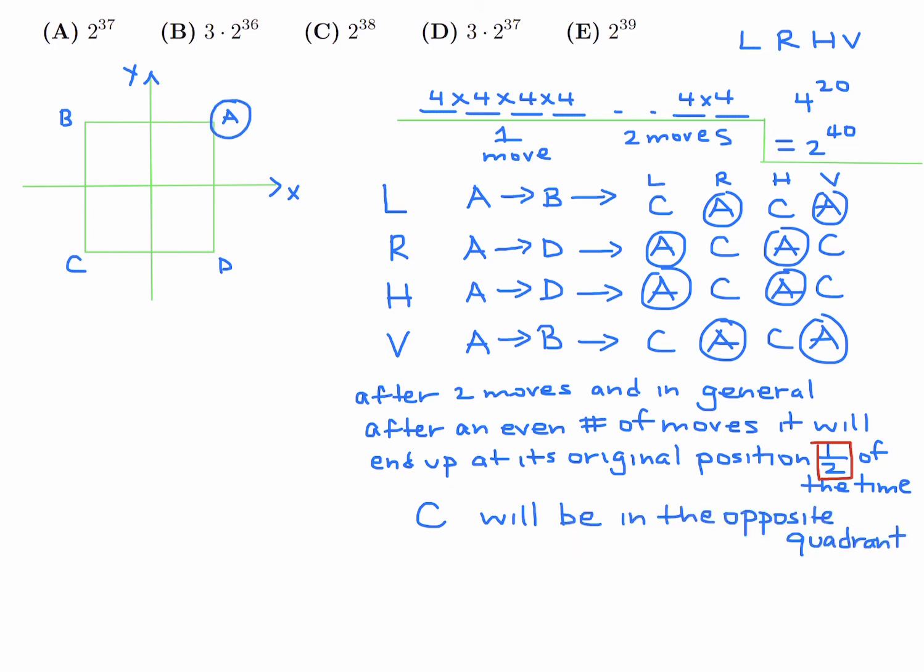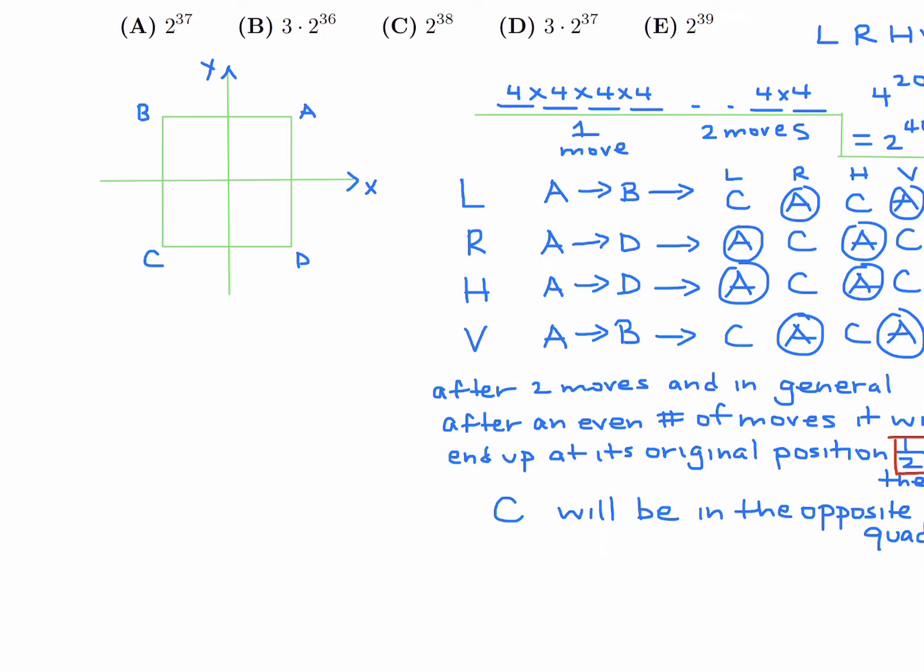So if A ends up back in here, C will end up back there. That will be basically helping to put the original shape back into its original position. All right, so let's do the exact same thing, but this time we'll do it for B.